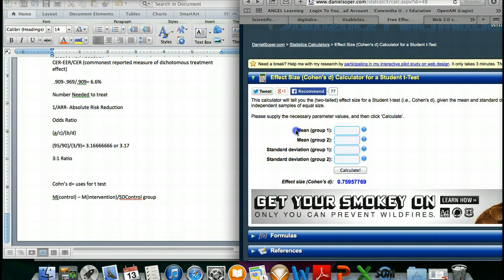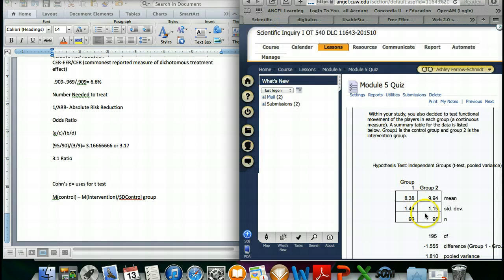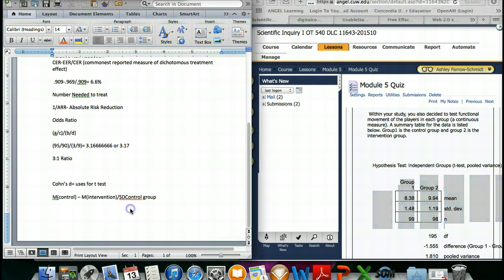Okay, so we have the mean of group 1, the mean of group 2, the standard deviation of group 1, and then we also have the standard deviation of group 2. And we are provided with that information here. So I'm just going to copy this over. Oh, ignore my comment about this is A, B, C, D. Sorry, I did not mean to say that.